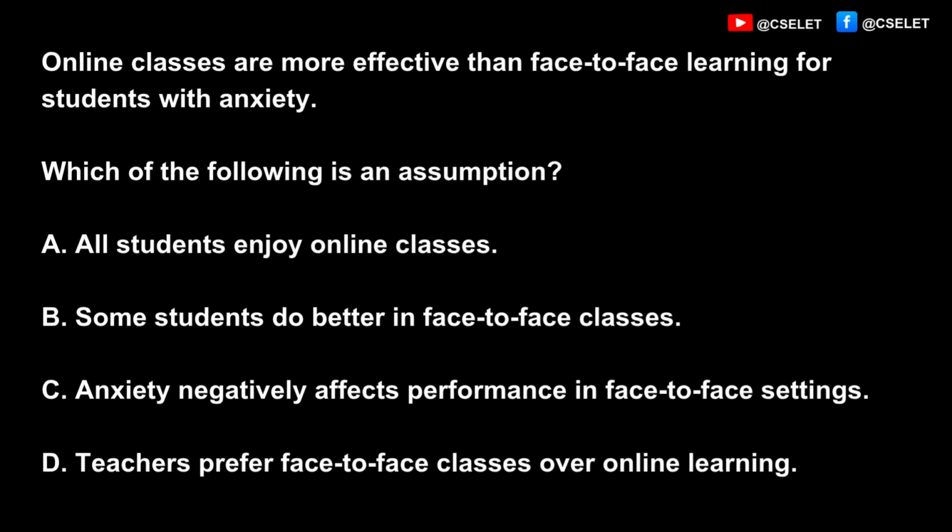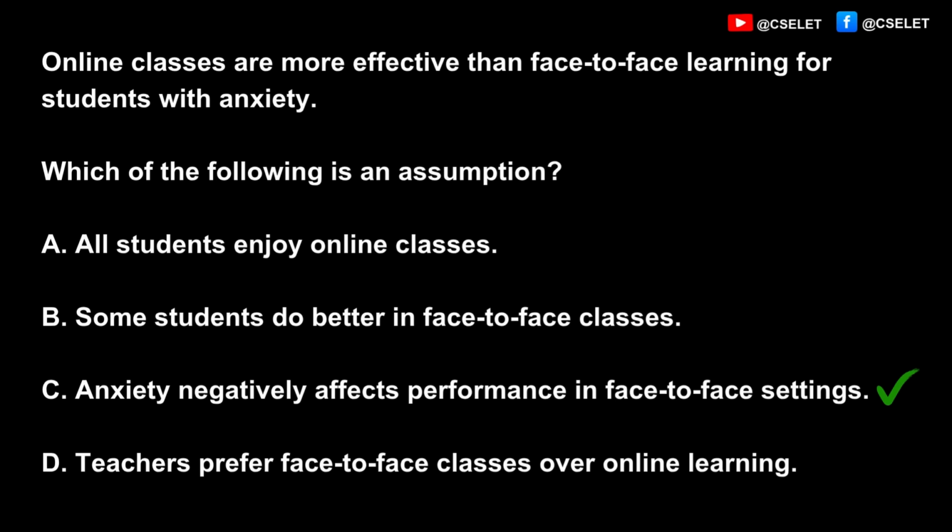For example, online classes are more effective than face-to-face learning for students with anxiety. Which of the following is an assumption? A. All students enjoy online classes. B. Some students do better in face-to-face classes. C. Anxiety negatively affects performance in face-to-face settings. D. Teachers prefer face-to-face classes over online learning. The correct answer is letter C. Anxiety negatively affects performance in face-to-face settings.